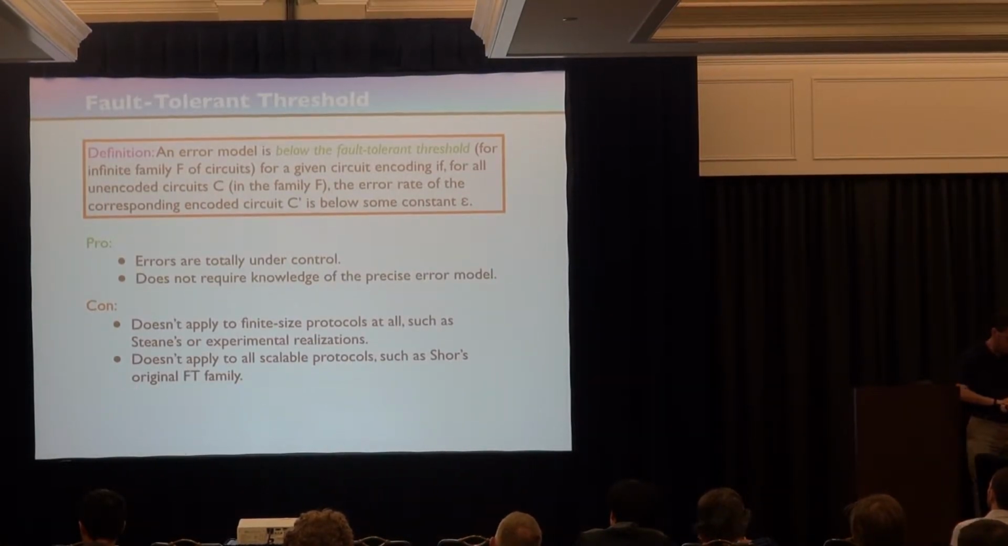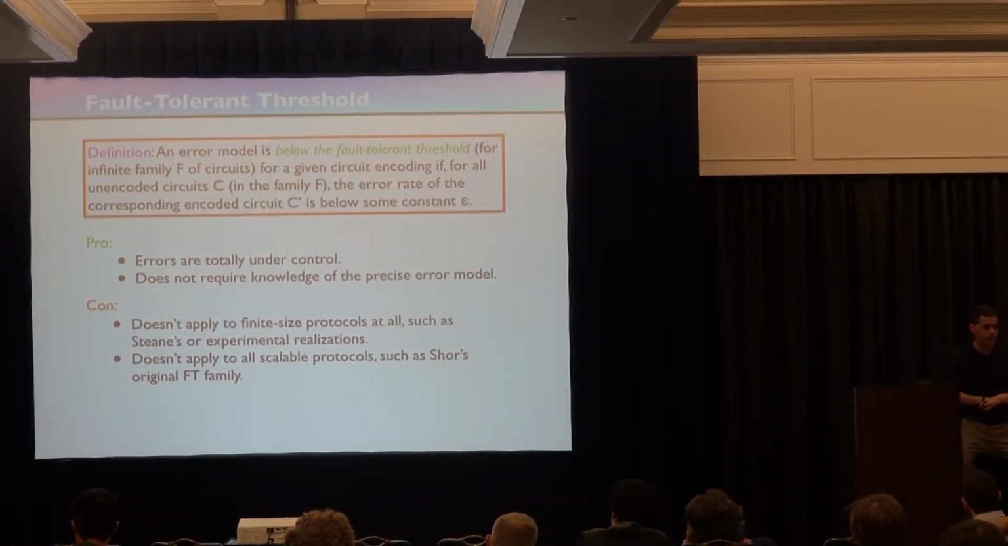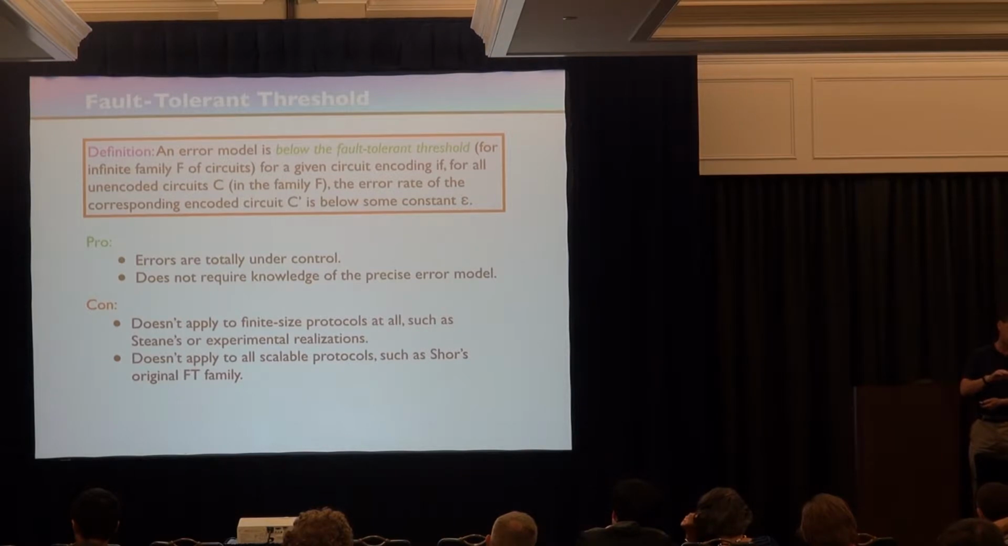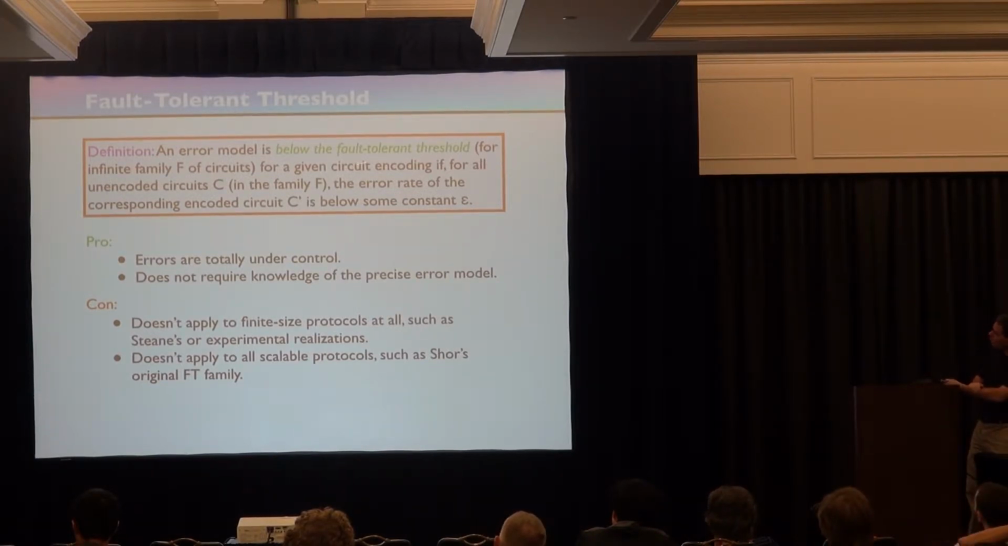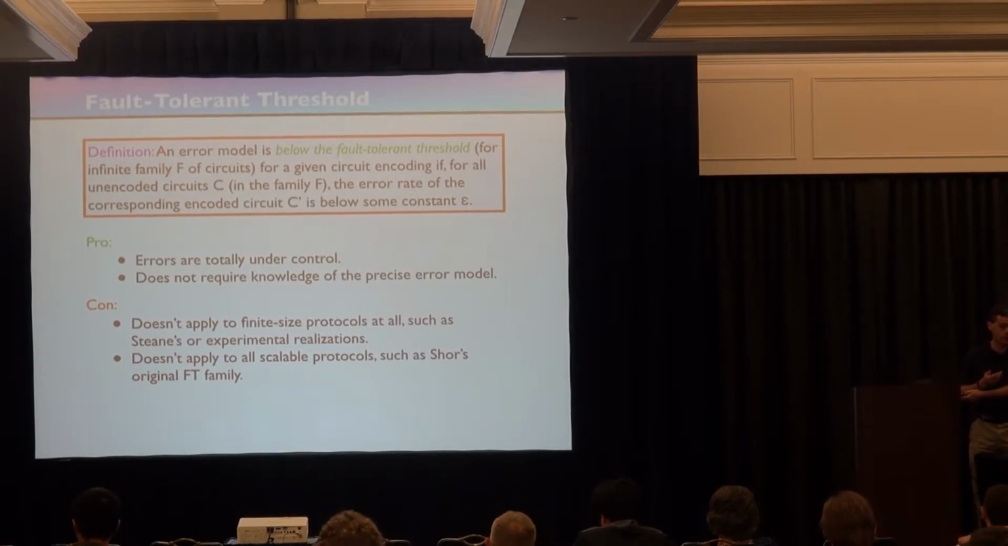So the next definition is the threshold. And threshold is a pretty good definition. What you would say is that the error model is below the fault-tolerant threshold for some circuit encoding if, for all unencoded circuits C, the error rate of the corresponding encoded circuit is below some constant epsilon. Okay? This epsilon is a little bit arbitrary, but at least in all the thresholds I know, this epsilon could be arbitrarily small.